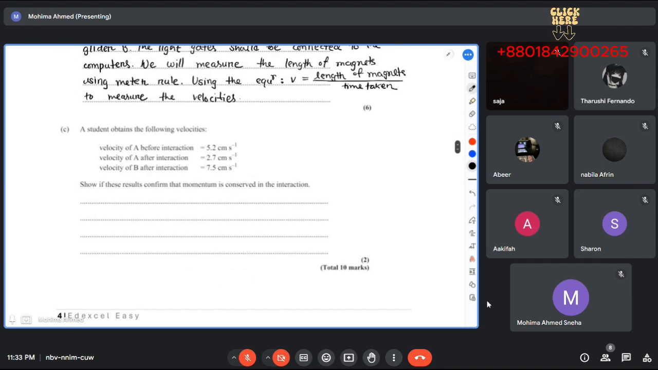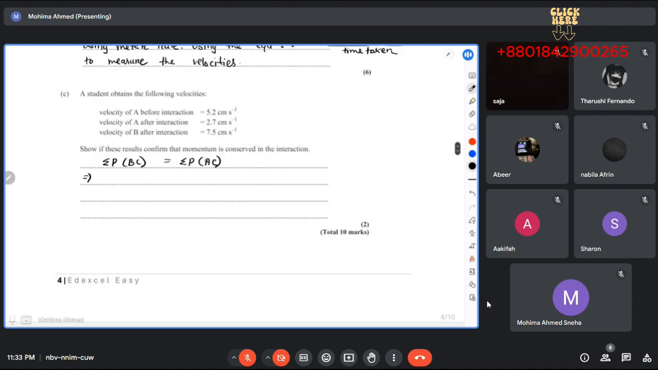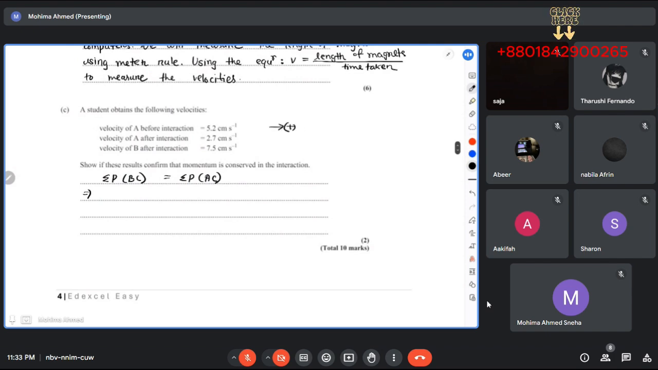Now in this case, total momentum before collision and total momentum after collision. For total momentum before collision, glider A only had some velocity, which was 5.2. I'm considering direction towards right as positive. Before collision, A was moving towards B with a velocity of 5.2. After collision, they were moving away from each other, A in this direction and B in this direction. So if towards right is positive, this one is positive and this one will be negative.